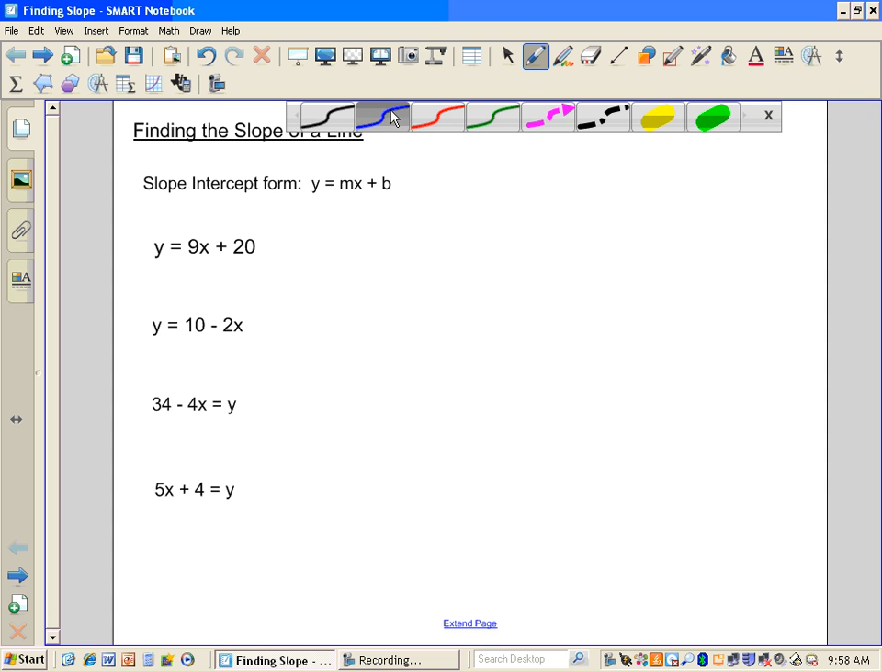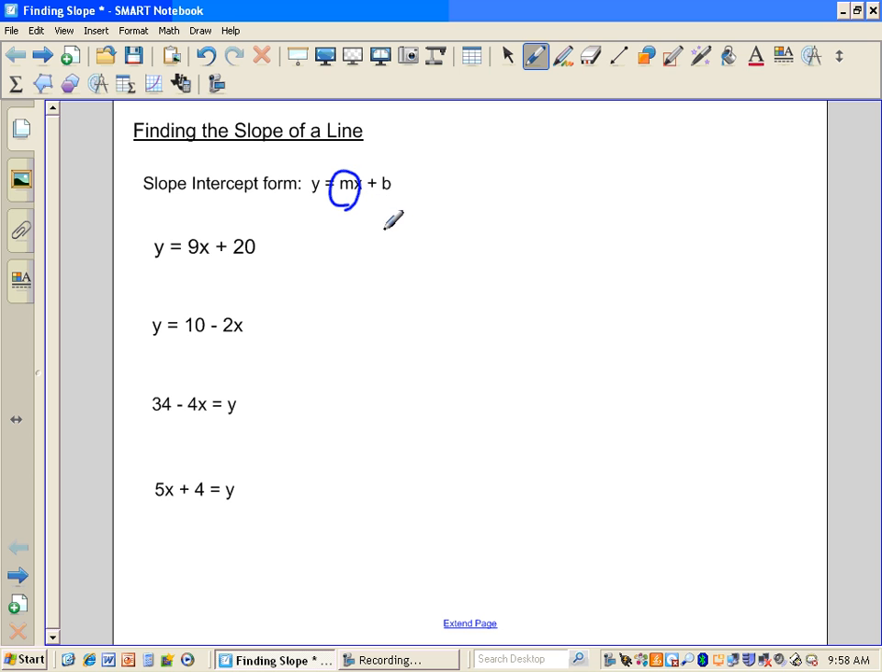Okay, welcome. This video is going to explain to you all the different ways we can find the slope of a line. We've been working with the slope-intercept form, y equals mx plus b, for the last few days. So you should be very familiar with the m part of that being the slope. The m is going to be the coefficient, or the number, that's right in front of the x, no matter where it is in the equation.